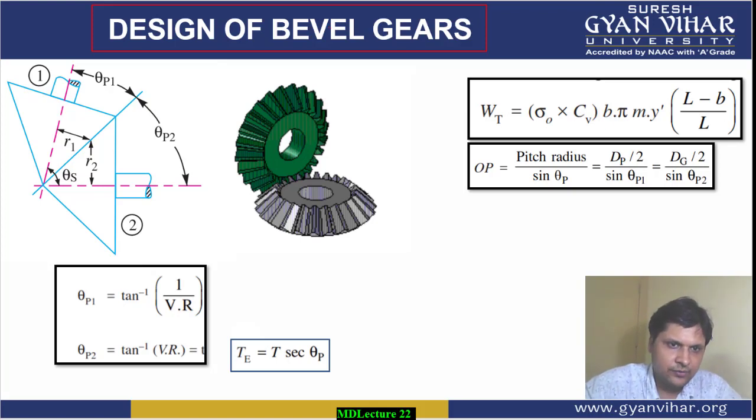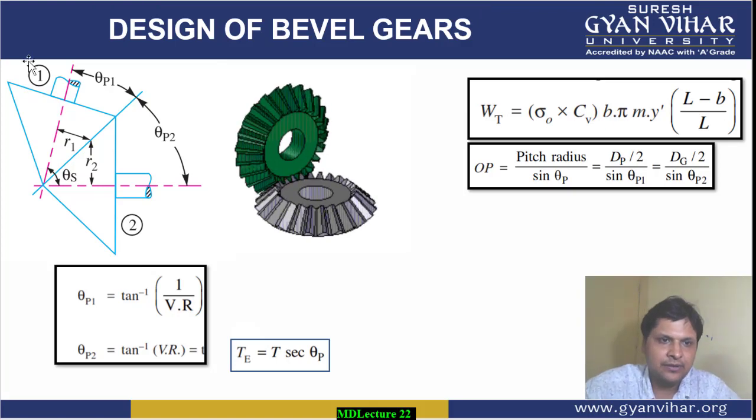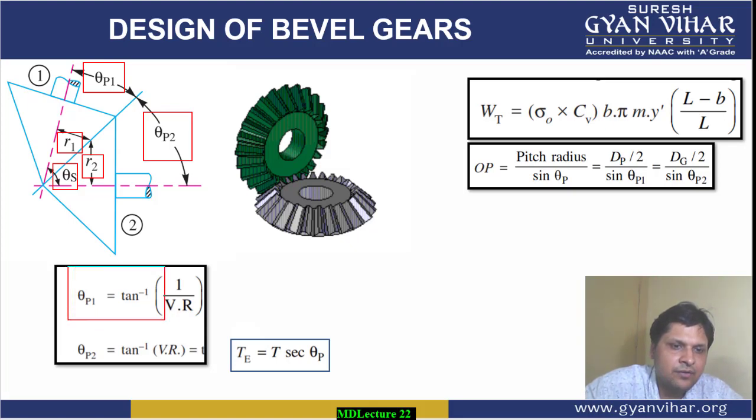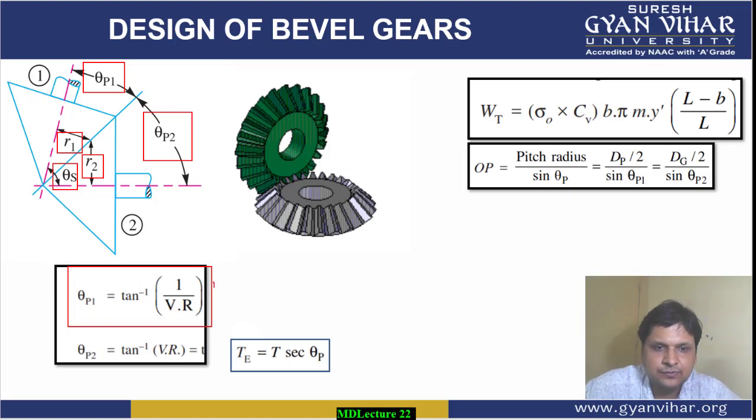First of all, what are the formulas which are used in design of bevel gears? So these are the formulas, students. I have told you there is a pressure angle, there is a pitch angle of both the gears. Theta P1, theta P2 is the name given to them. Then you have pitch radius of both the gears. Then you have the angle between the shafts of the two gears. And what is the relation between the pitch angles of both the gears? Pitch angle for the pinion is equal to tan inverse of 1 upon velocity ratio, and pitch angle for the gear is equal to tan inverse of velocity ratio.